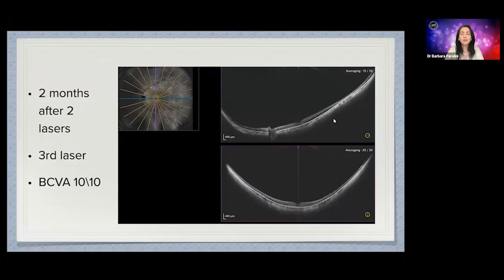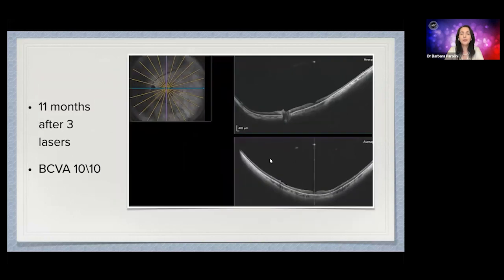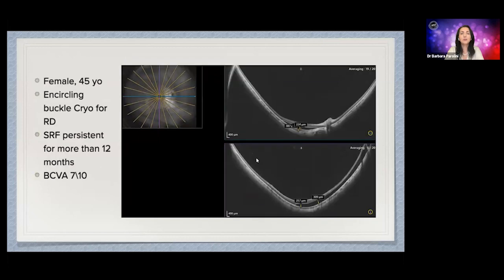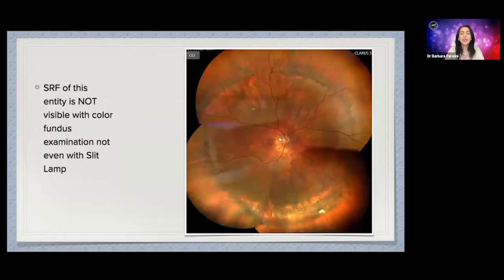So here you see the results after 3 lasers. Vision is going up, and this is 11 months after 3 lasers. Vision is very good, and she has a full restoration of visual field. This is another example, different eye, different patient, same condition. When you look at this patient, the color picture doesn't tell you that they have subretinal fluid because it's a very shallow detachment. You don't see it even with a slit lamp.